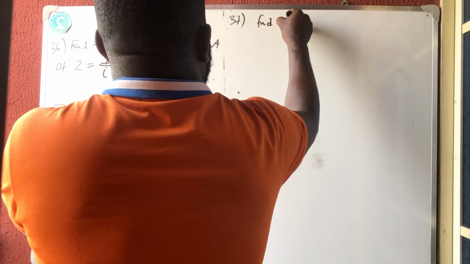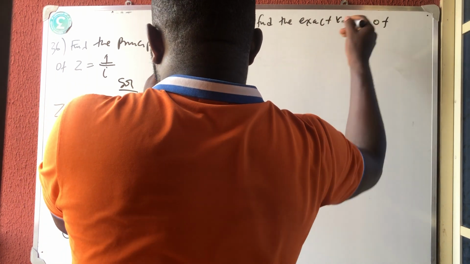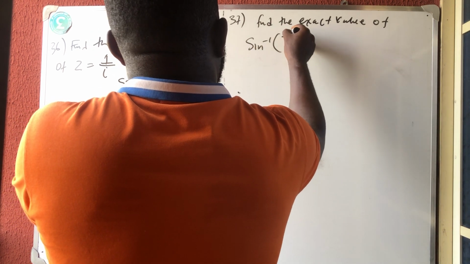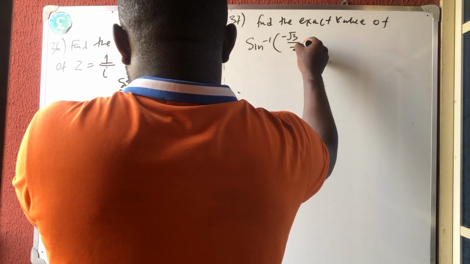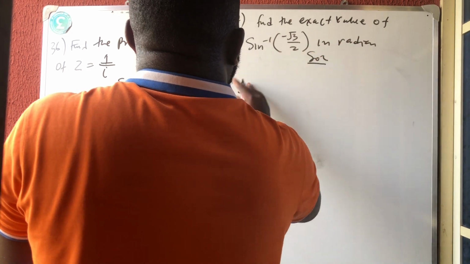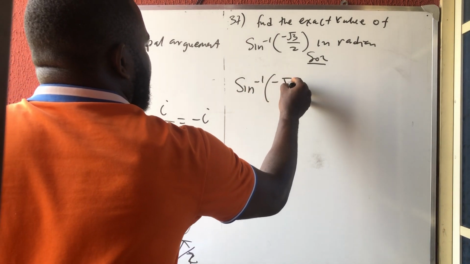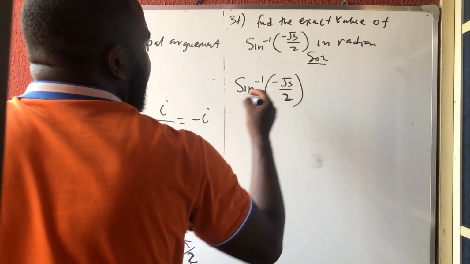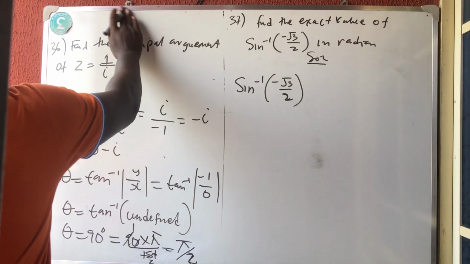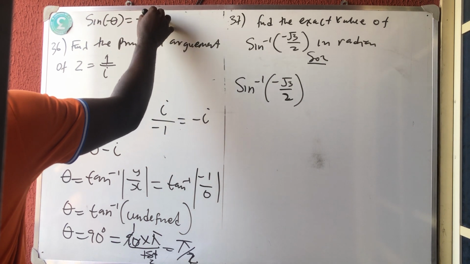Number 37 said, find the exact value of the sine inverse of minus root 3 over 2, in radian. Okay, solution. Now, sine inverse of minus root 3 over 2. Sine is an odd function. What do I mean by odd function? Sine minus theta is written as minus sine theta.